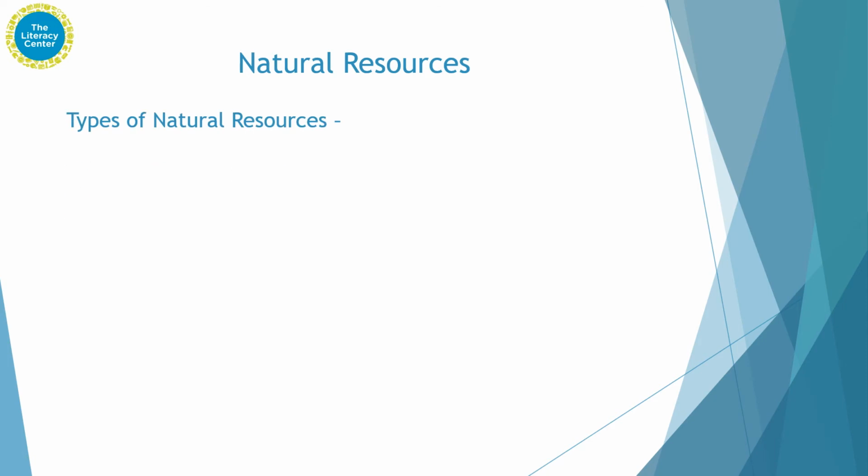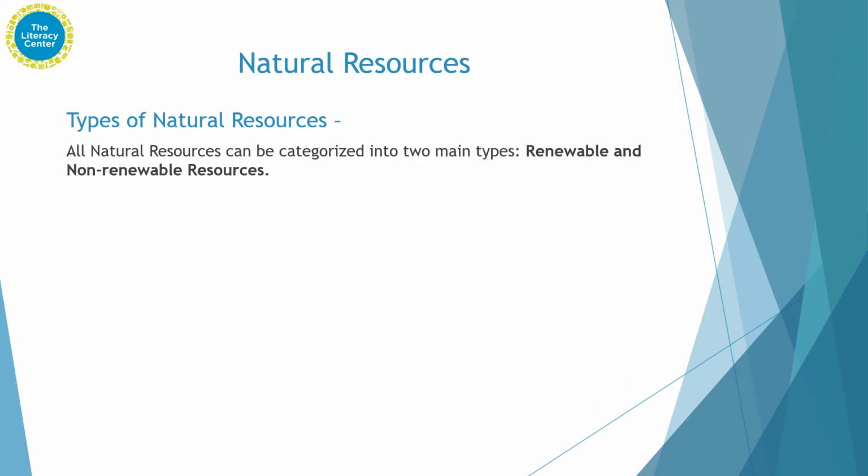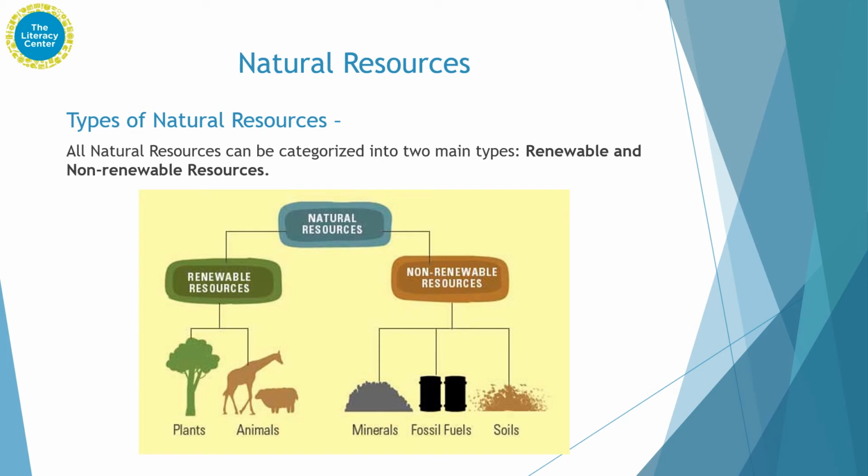Now let's talk about the types of natural resources. All natural resources can be categorized into two main types, renewable and non-renewable resources. Renewable resources, for example plants and animals, are constantly available and can be easily replaced or renewed. Non-renewable resources, for example minerals, fossil fuels and soils, are not constantly available or are limited in quantities, and cannot be replaced or renewed once destroyed.